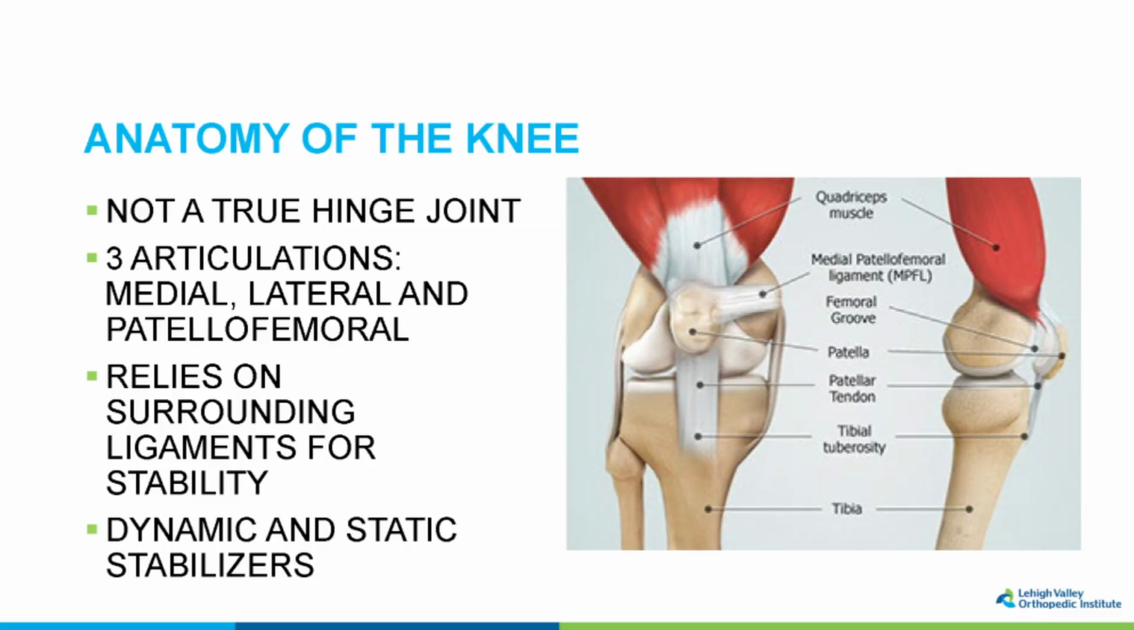So the knee, people think of it as a hinge joint that you can just bend and straighten. And it's a little more complex than that. It has 3 different articulations. It has an inside, what we call the medial side. There's the outside, which we call the lateral side, and then there's underneath the kneecap, what we call the patellofemoral joint. All 3 articulations have very different mechanics.